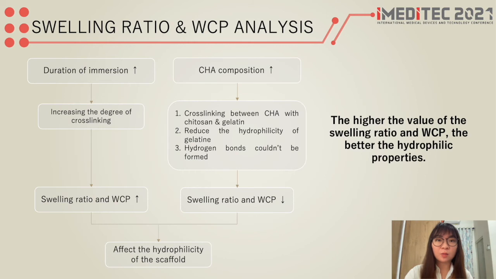The higher the carbonate hydroxyapatite composition, the lower the swelling ratio and water content percentage value. It is because the carbonate hydroxyapatite affects the cross-linking between biomaterials. Nanohydroxyapatite forms cross-links between chains and reduces the hydrophilicity of gelatin by binding calcium and phosphate to hydrophilic groups. Some amine from chitosan binds to calcium groups, and then the hydroxyl groups cannot form hydrogen bonds, which thereby reduces the swelling ratio of the scaffold.